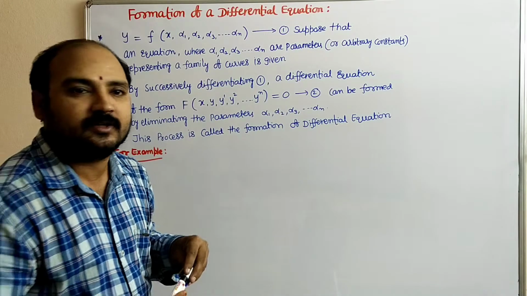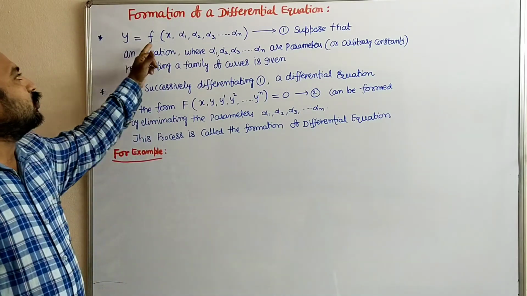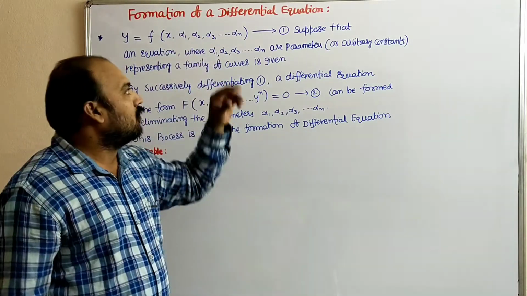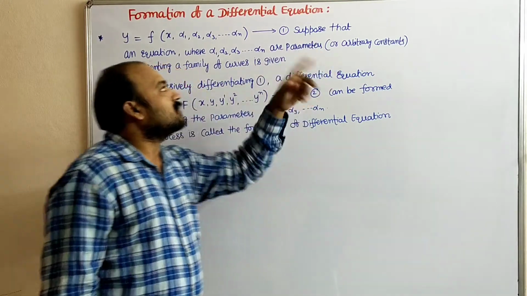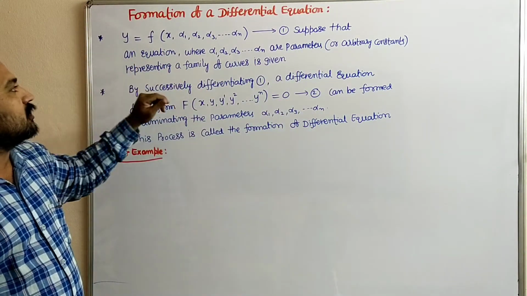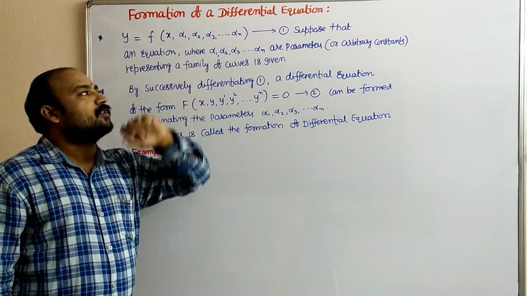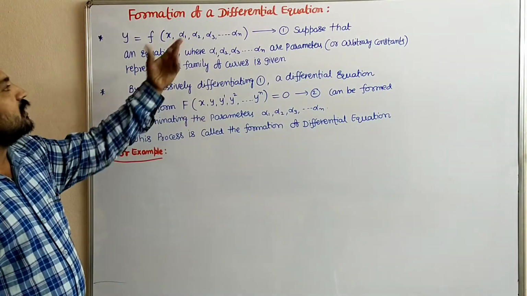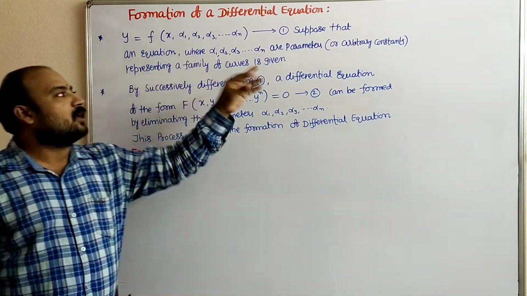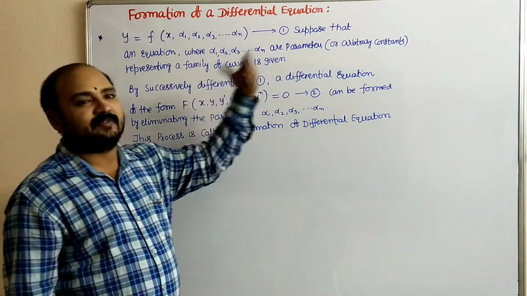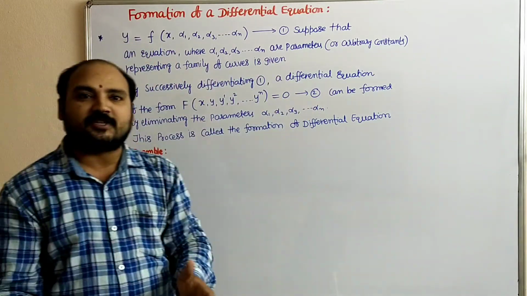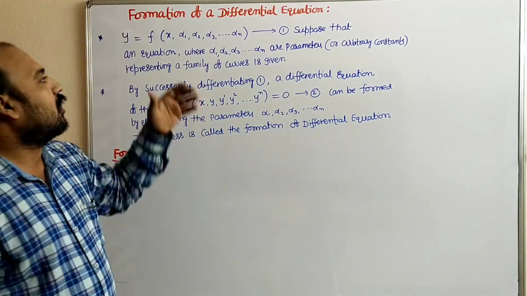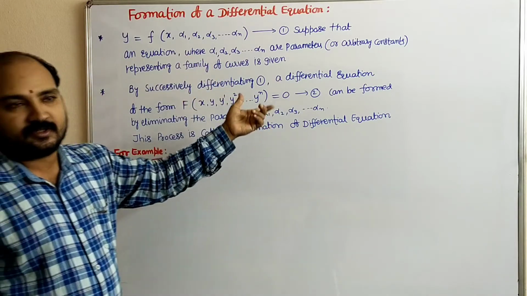Easy to understand that. So here, y equal to f of x comma alpha 1 comma alpha 2 comma alpha 3 comma and so on alpha n, equation 1. Suppose that this equation, where alpha 1, alpha 2, alpha 3 and so on alpha n, which are parameters, that means arbitrary constants occurring in this equation, representing a family of curves. A family of curves, it is given. That means y is equal to f of x be a function. In this function, alpha 1, alpha 2, alpha 3 and so on alpha n are the parameters of the equation.